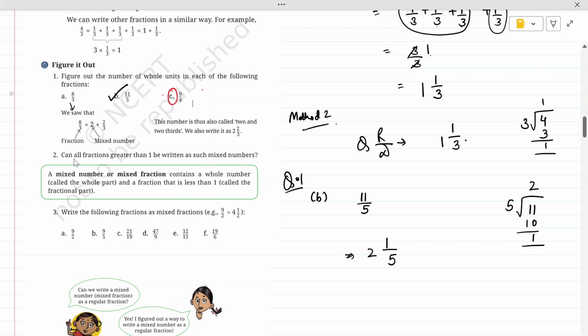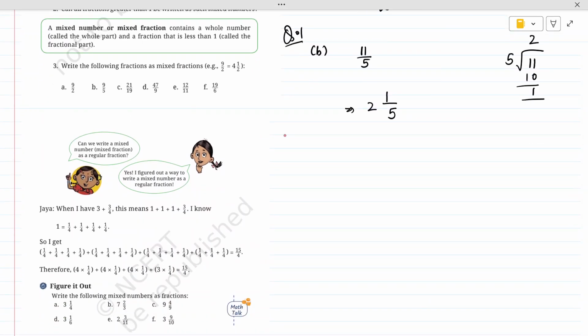Now, can all fractions greater than 1 be written as such mixed numbers? A mixed number or mixed fraction contains a whole number and a fractional part. Yes, we can write down all the fractions greater than 1 in the form of a mixed number. Now, write the following fractions as mixed fractions. We have to write them as mixed fractions.